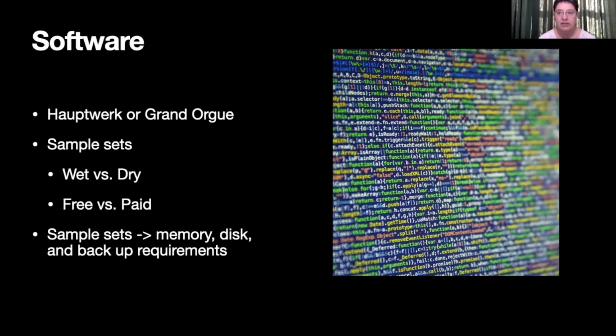A wet sample set is typically one that has been sampled from out in the room. Usually you're going to get the natural reverb of the venue in which the organ resides. Whereas dry sample sets are taken very near to the pipes, possibly even in the pipe chamber. Why in the world would anybody do a dry sample set?